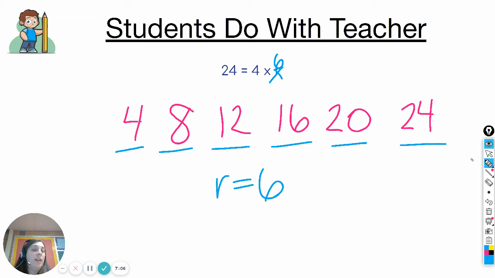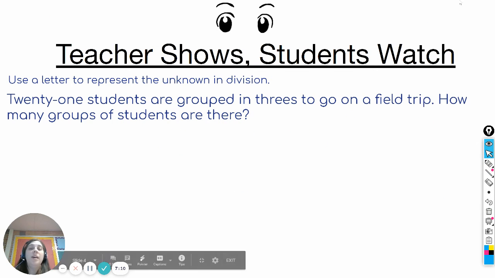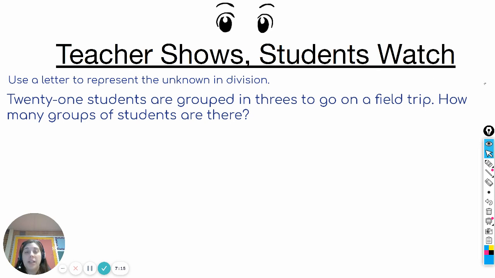Okay, go ahead and erase your whiteboards. And then I'm going to have you watch again. This time I'm going to use a letter to represent the unknown in division. So similar to what we've been doing, except instead of multiplication, now we have division. So here's our problem.